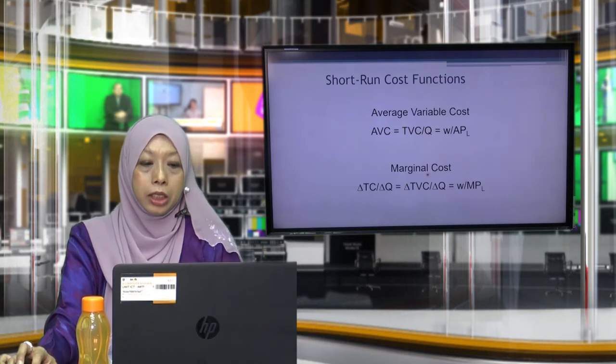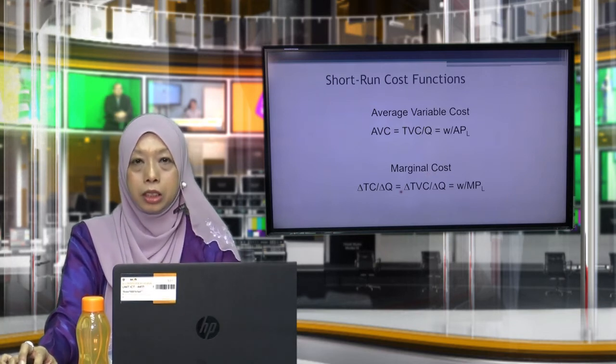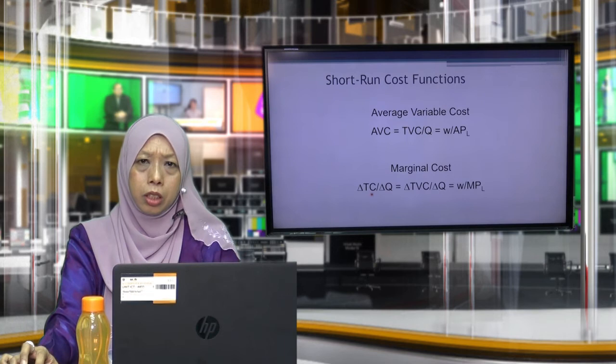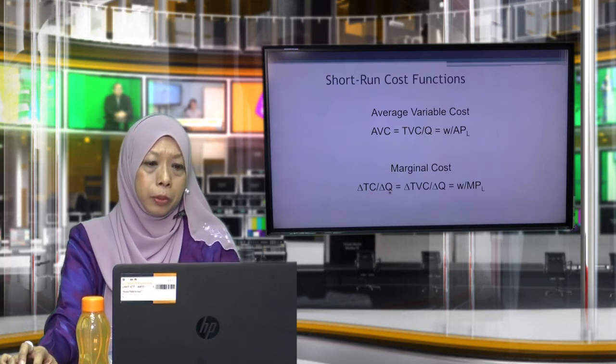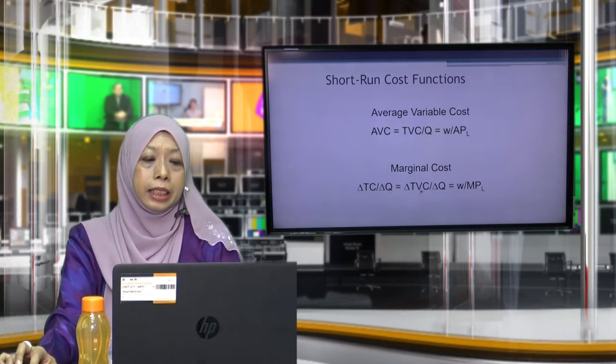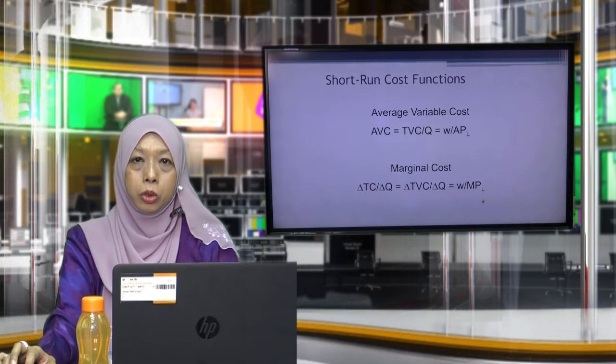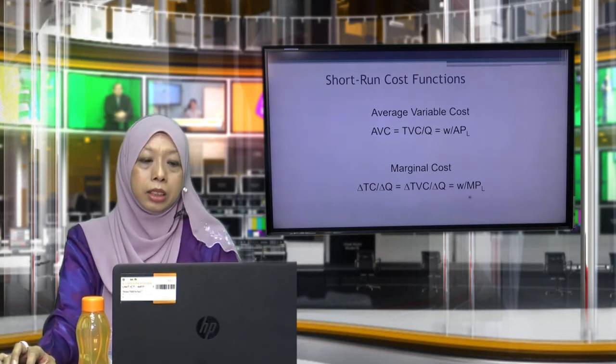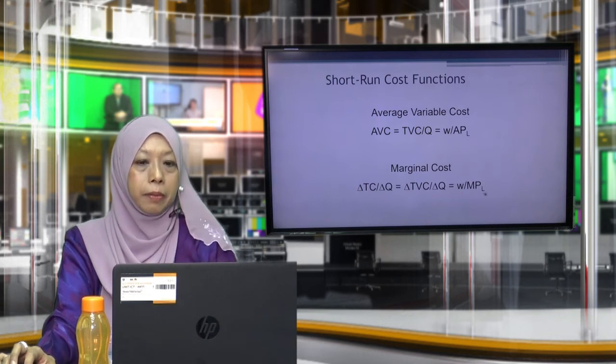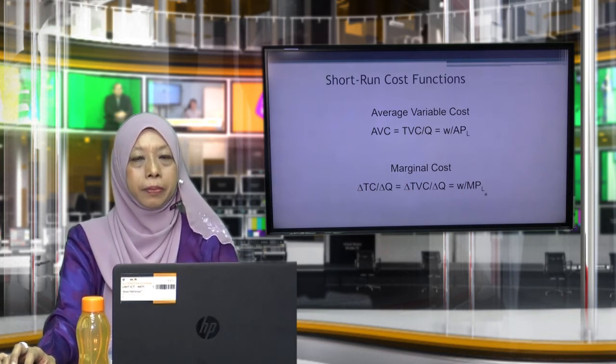Now when it comes to marginal cost, marginal cost is actually the change in total cost divided by the change in output, or simply the change in total variable cost divided by the change in output. Your marginal cost is related to the marginal product curve, because your marginal cost is actually the wage rate divided by the marginal product function.